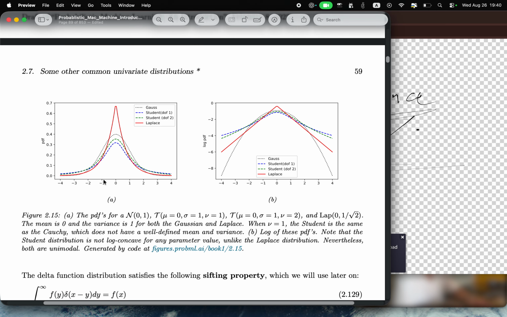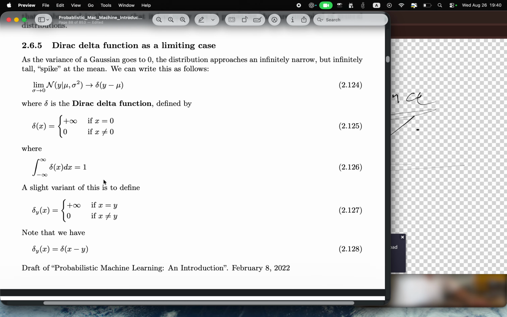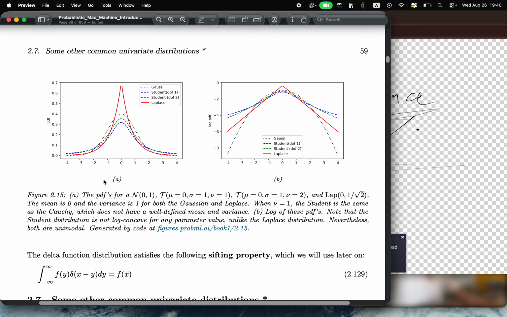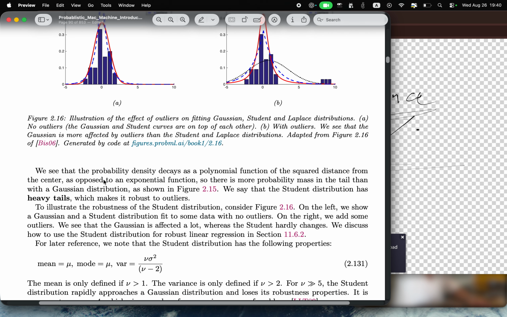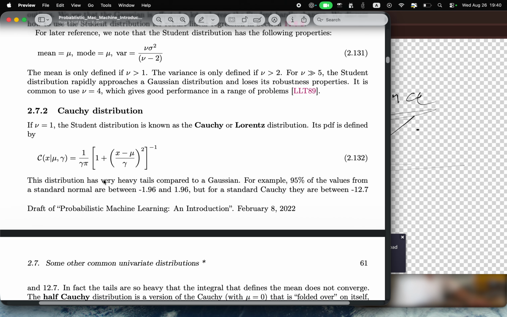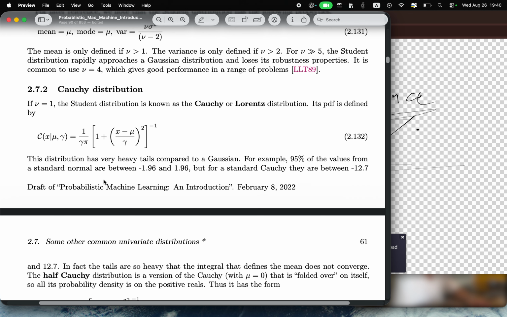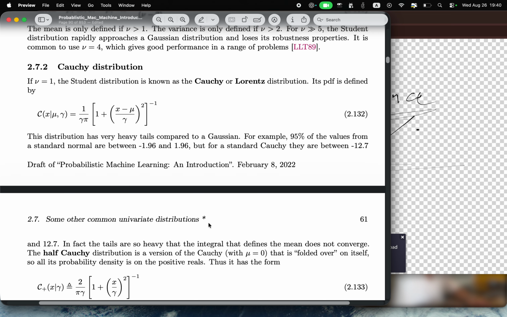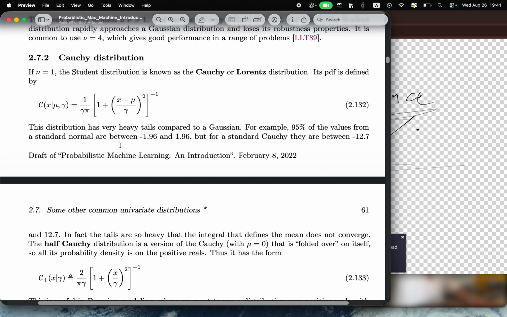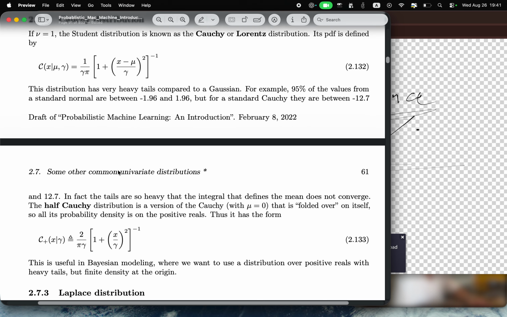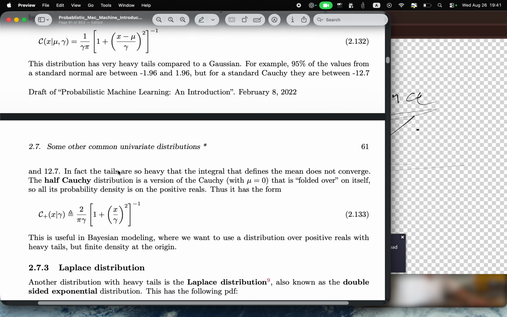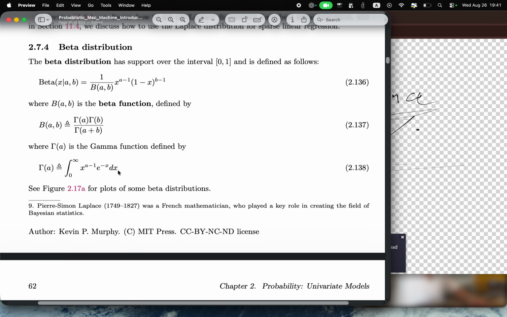This is kurtosis. The kurtosis is, well, all right, it's a Laplace function. So I'm going to skip to the Cauchy distribution now. The Cauchy distribution is like the Gaussian distribution, but with heavier tails compared to a standard normal. Yeah, so basically that's it.